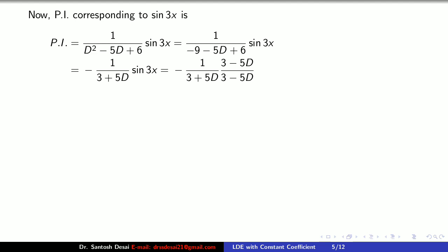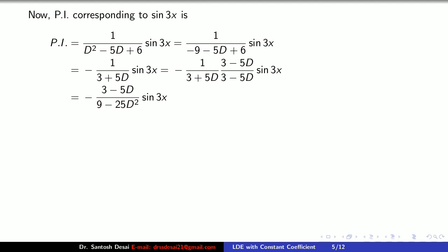So we get 3 minus 5D divided by 3 minus 5D into sin 3x. Now first we simplify this. There is no change in the numerator, so the numerator remains as it is, and the denominator takes the form. You can use the formula a plus b into a minus b, that is a square minus b square. So by using that, here we get 9 minus 25D square into sin 3x.